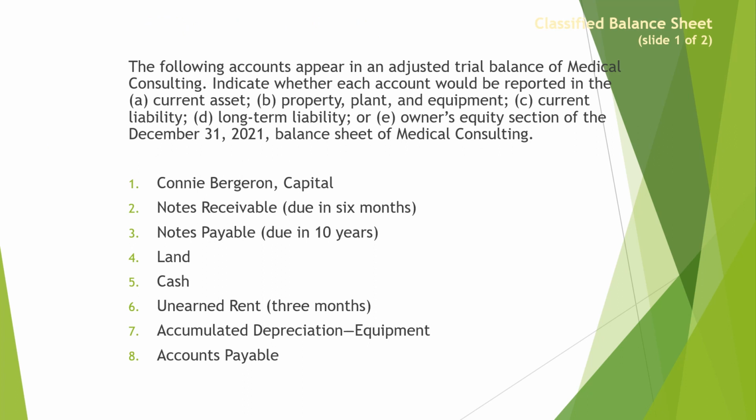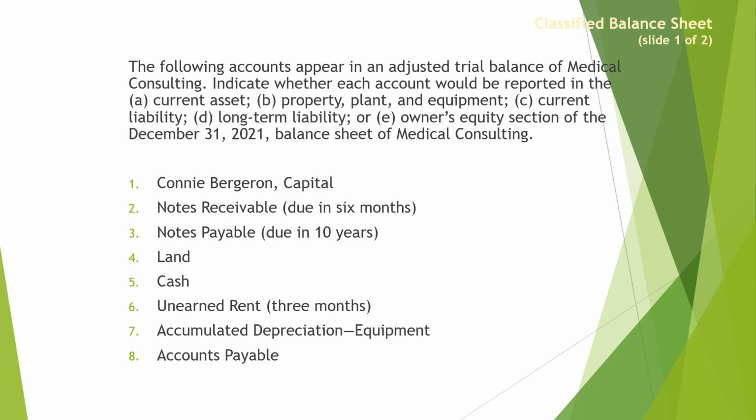And practice this, we're going to classify these as either current asset, property, plant, and equipment, current liability, long-term liability, or owner's equity section. So Connie Bergeron Capital would be owner's equity section. Notes receivable due in 6 months. Since it's short term, it's going to be a current asset. Notes payable due in 10 years is going to be a long-term liability. Land is property, plant, and equipment.